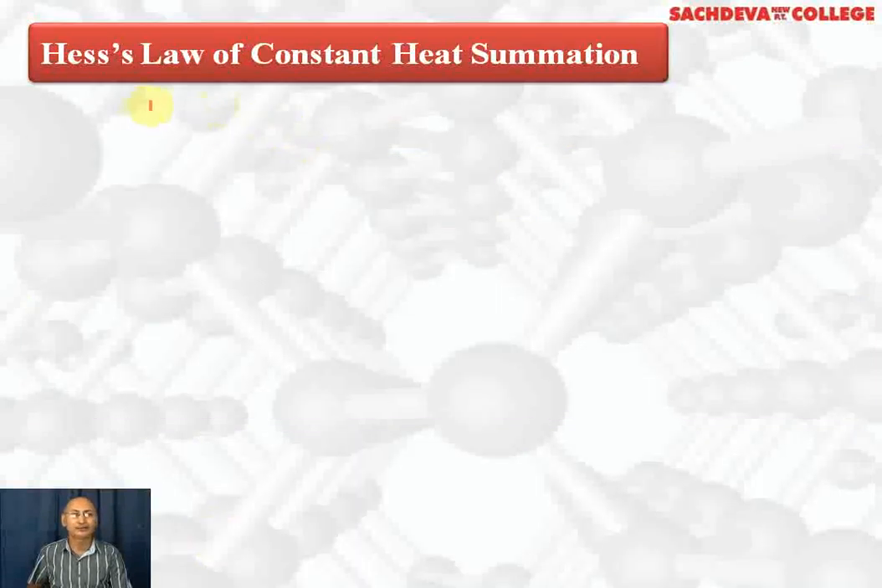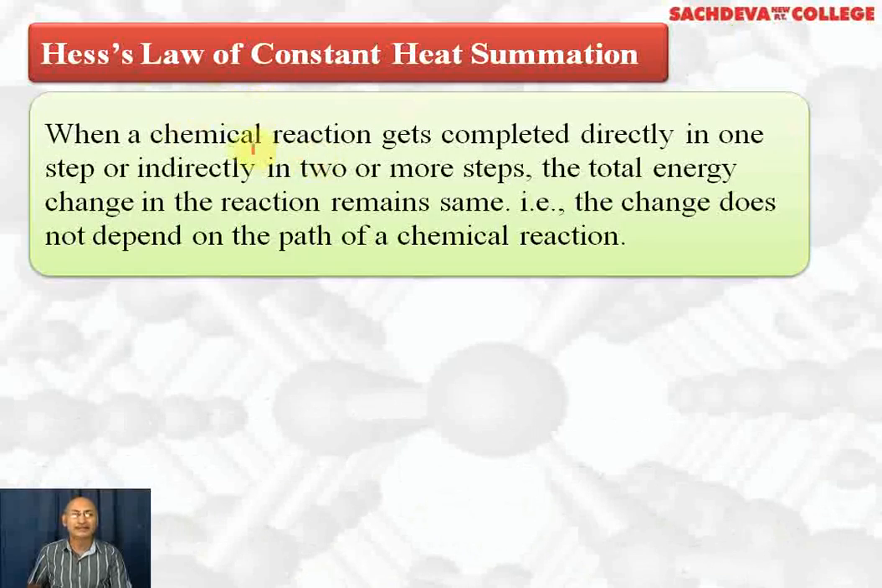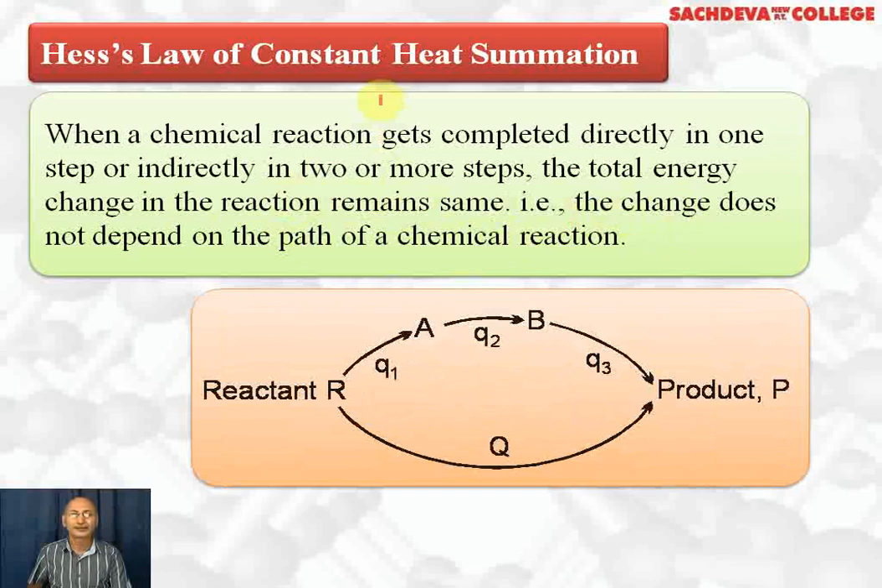Next, we are taking the most important law, Hess's law of constant heat summation. When a chemical reaction gets completed directly in one step or indirectly in 2 or more steps, the total energy change in the reaction remains the same. That is, the change does not depend upon the path of the reaction. In simple words, whether the reaction takes place in one step or in several steps, the enthalpy change remains the same.